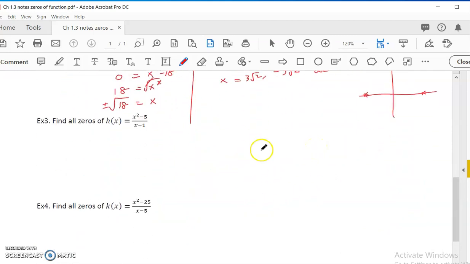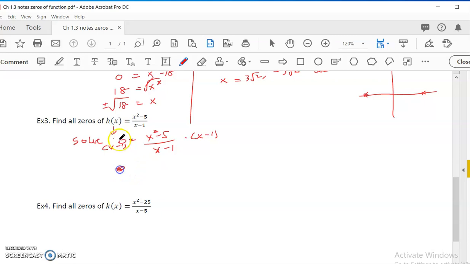The third one is to find zeros of a rational function. Rational function means it has both a numerator and a denominator. So again, 0 means the y equals 0. So that means solve 0 equal to x squared minus 5 divided by x minus 1. Now, because x minus 1 is in the denominator, I need to get rid of this. Because x minus 1 is in the denominator, x cannot equal 1, so the denominator cannot be 0. So I can actually multiply x minus 1 on both sides.